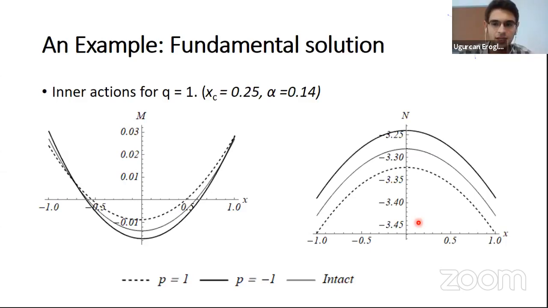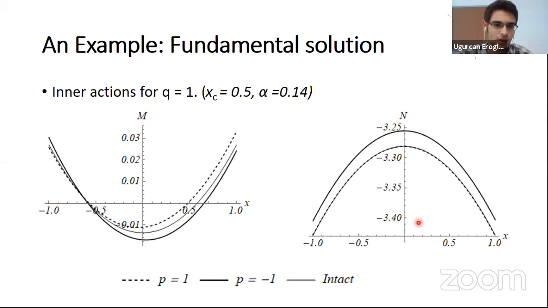Well, these are the interactions of the fundamental path. We see the thrust follows the bending couple. When P is equal to 1, it increases its magnitude, and when P is equal to -1, it decreases its magnitude since M is negative. A similar pattern is observed when xc is 0.5. But here we see when P is equal to 1, the thrust is almost unchanged because the bending couple is practically 0 there.